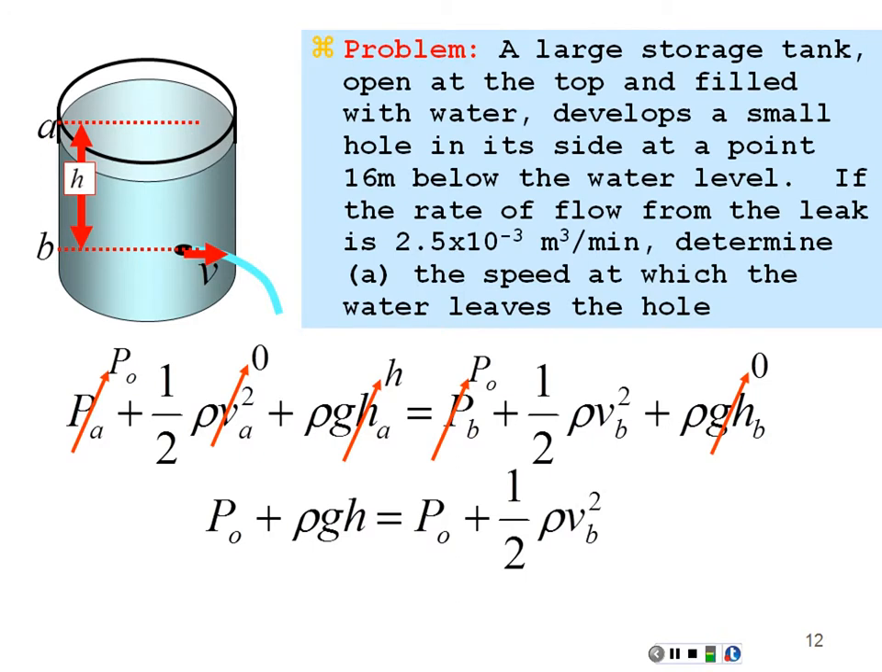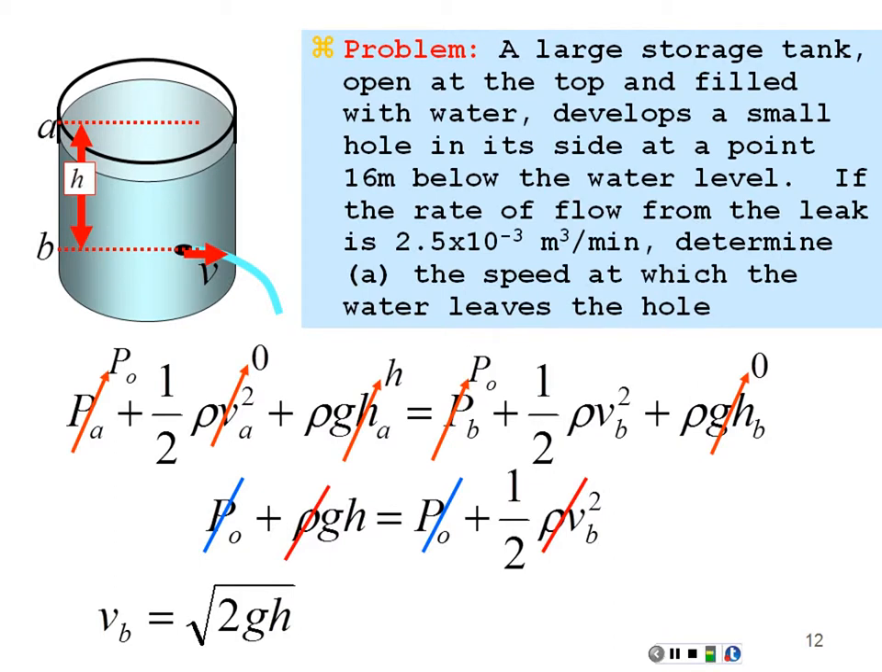Sounds good. Let's get rid of the P naughts on both sides. Atmospheric pressure, so those cancel out. Now we have rho gh equals 1/2 rho velocity of B squared. We can divide through by rho and get rid of a rho on both sides. Now multiply both sides by 2 and take the square root. And we have that the velocity of B is equal to the square root of 2gh.